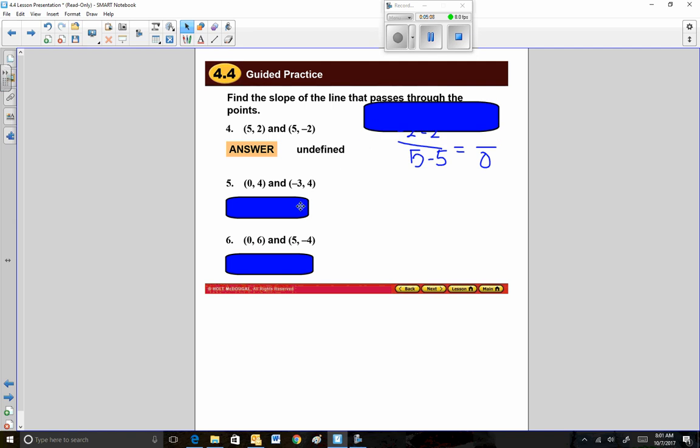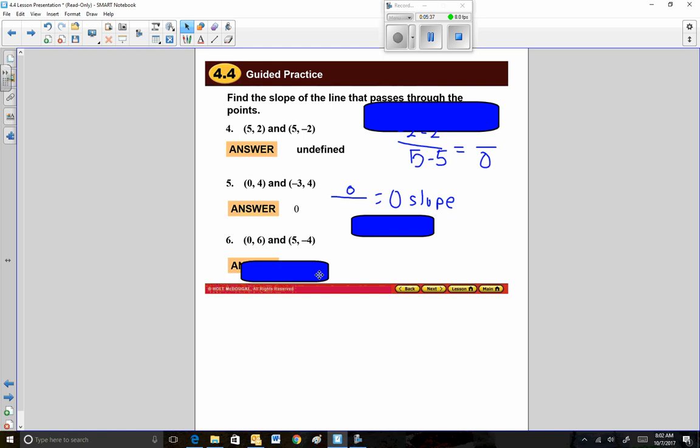This one we do the same process, and we have a 0 in the top because the y value is 4 minus 4, which is 0. So right away I know that that has a 0 on the top. And every time you do your math and you get a 0 on top, no matter what's on the bottom, 0 divided by something is always 0. So we have a 0 slope. Okay? So 0 in the bottom is undefined, 0 in the top is a 0 slope. And then this one we actually do the math, and we get a negative 2 slope.